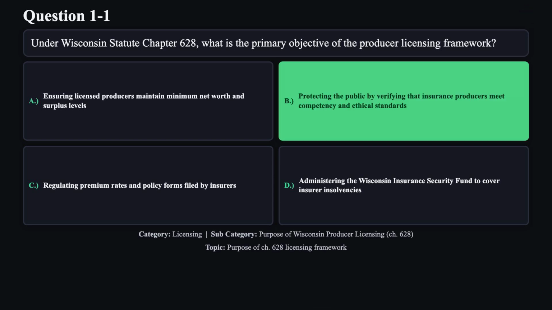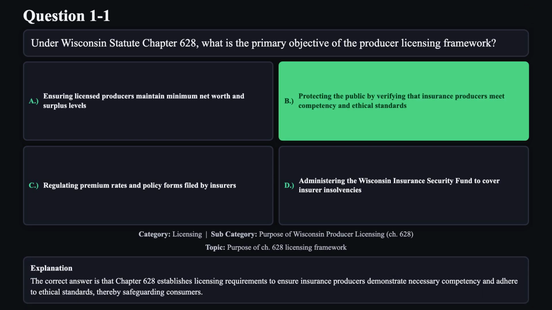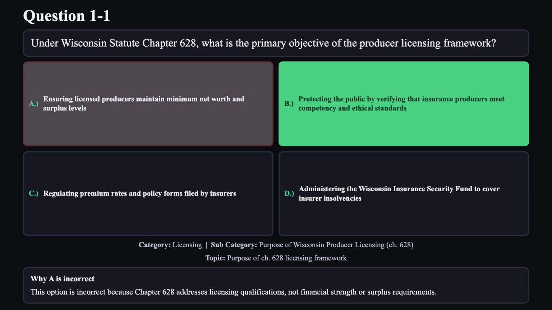The correct answer is B. The correct answer is that Chapter 628 establishes licensing requirements to ensure insurance producers demonstrate necessary competency and adhere to ethical standards, thereby safeguarding consumers. Reason A is not correct. This option is incorrect because Chapter 628 addresses licensing qualifications, not financial strength or surplus requirements.